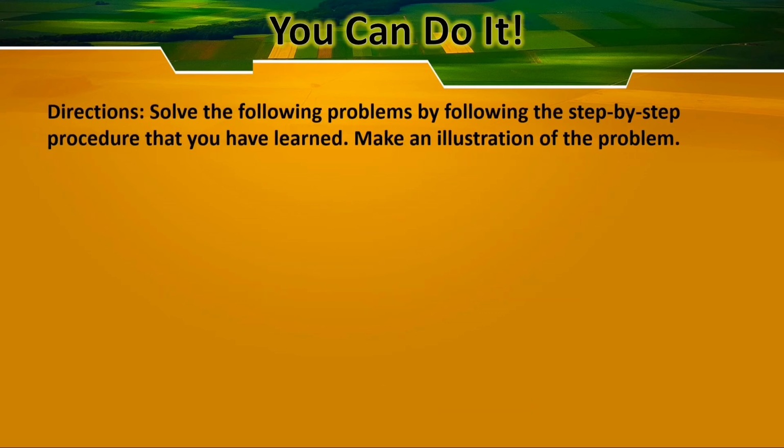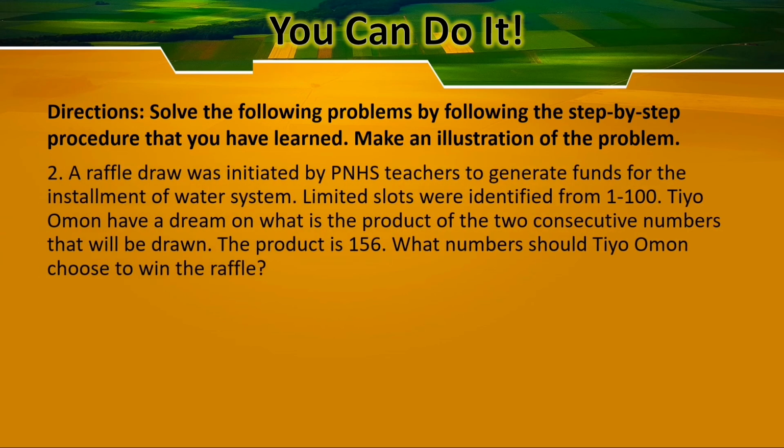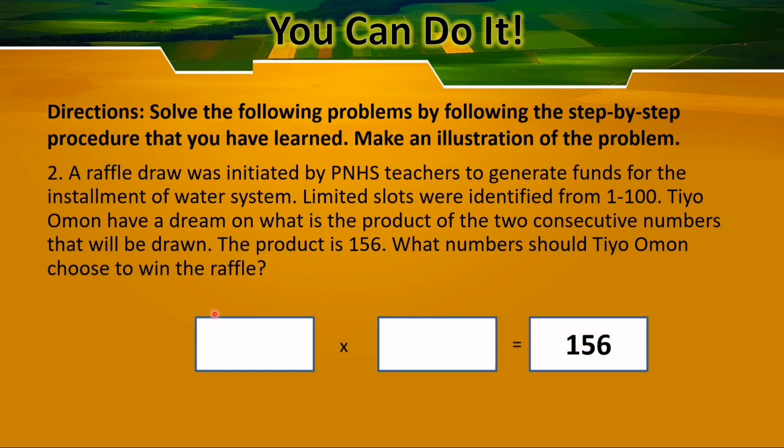The second problem. You can also solve this type of problem using polynomials. So, you can illustrate the problem. Since you have two consecutive numbers, you may draw a line or a box. Then, if you multiply, the product of those numbers is 156. Therefore, what will be the operation you will use? It's multiplication. Then, the product is 156.